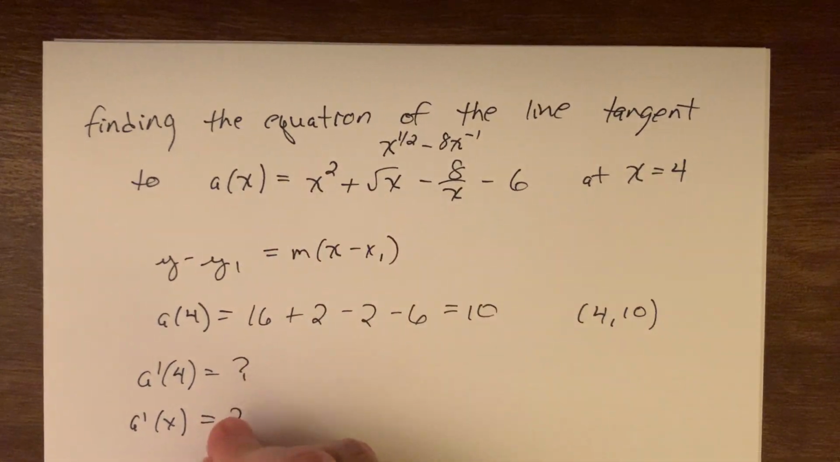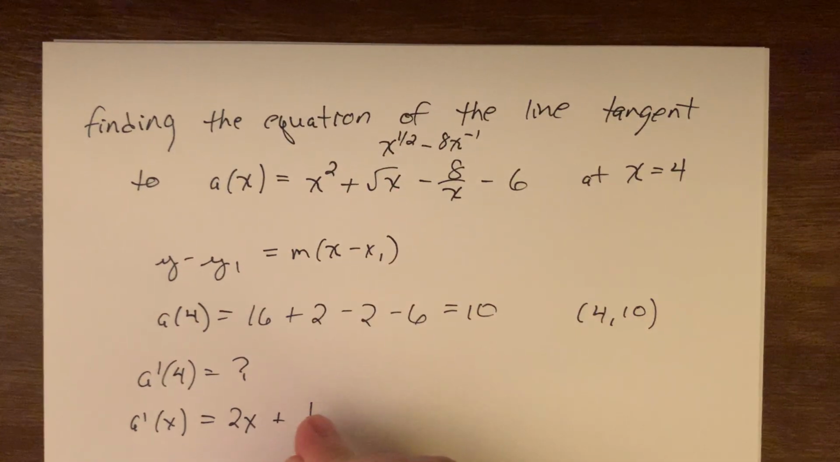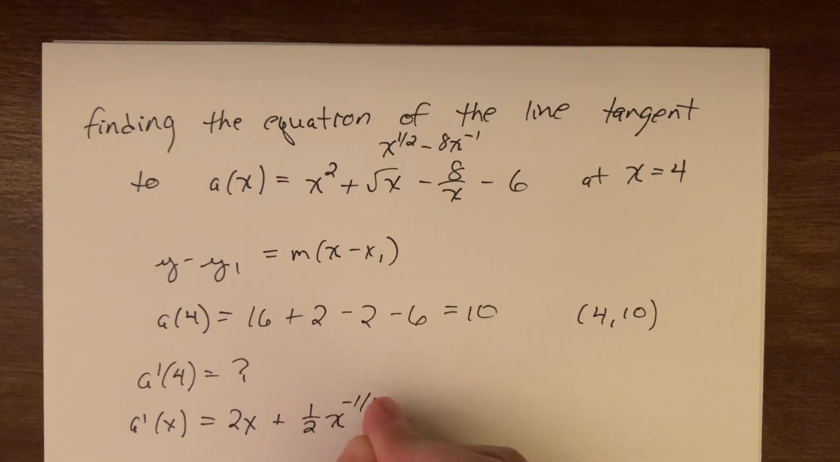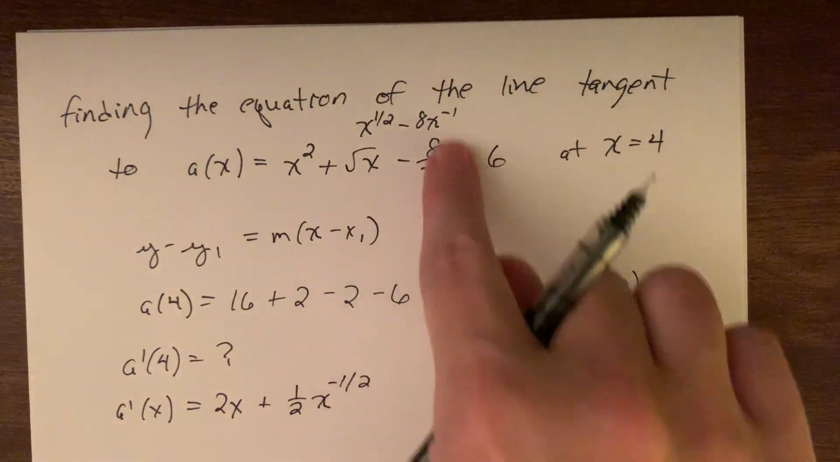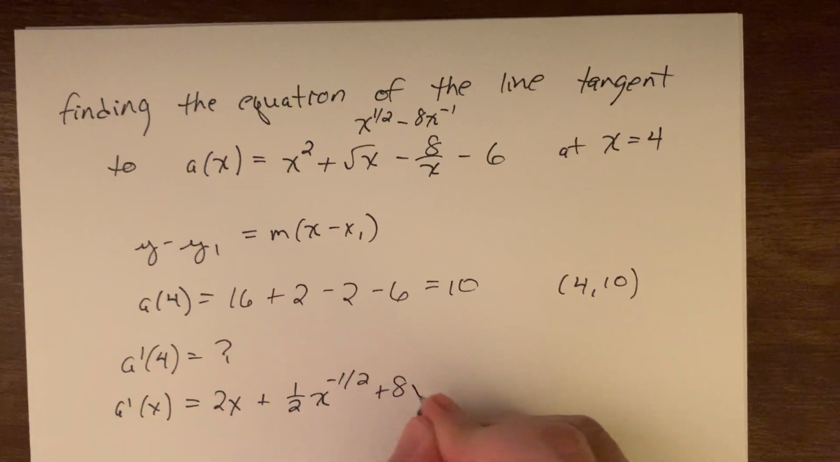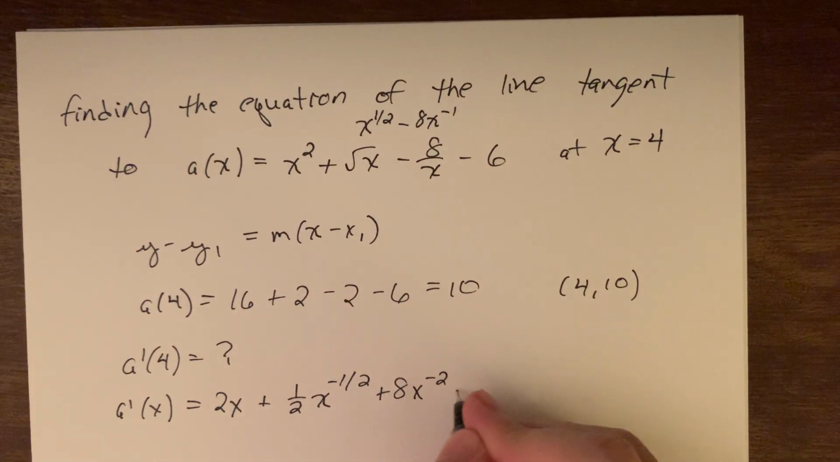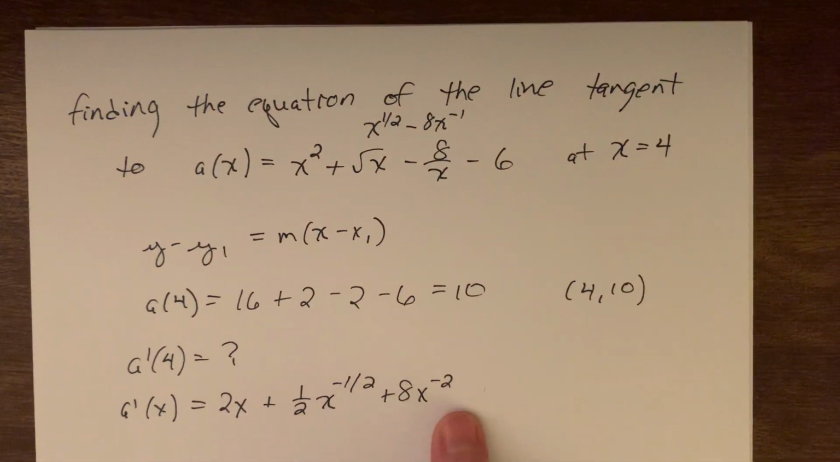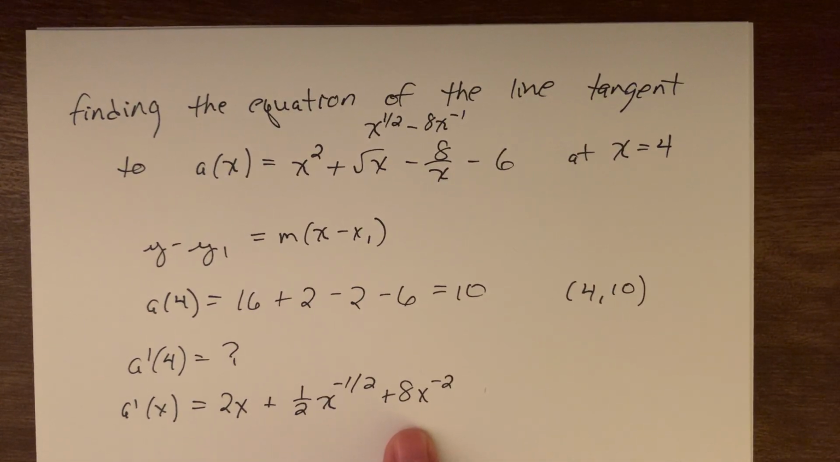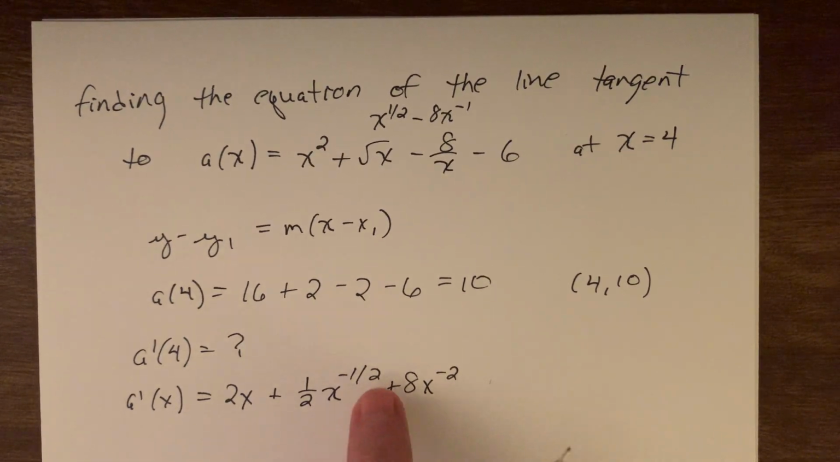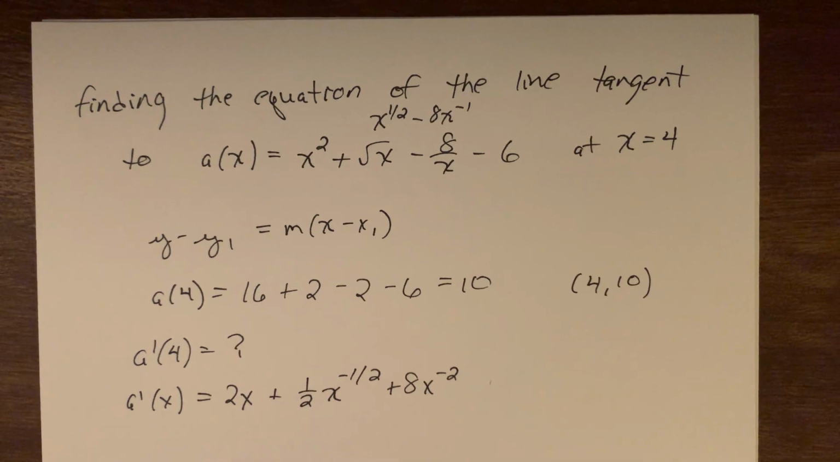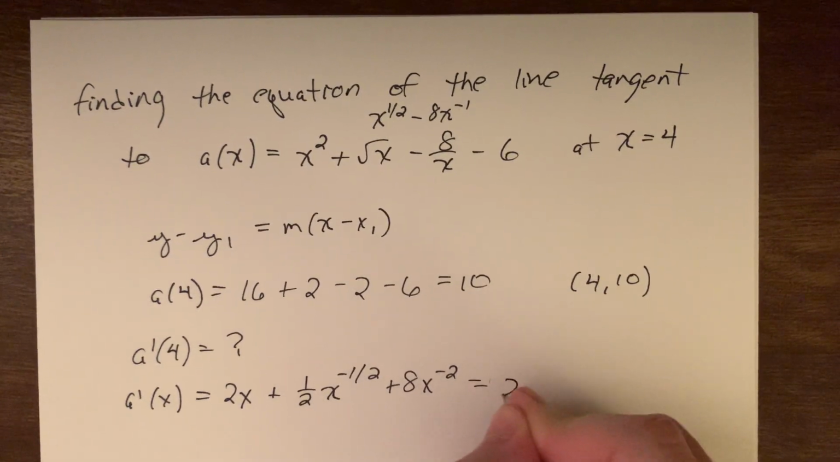So the derivative here is 2x. Derivative here, 1/2 x to the minus 1/2. Derivative here, plus 8 x to the minus 2. And the minus 6 has derivative minus 0. And this is why I talk about simplifying. So you need to plug 4 into this. Some people are perfectly fine doing that, but there are a lot of mistakes when people do things like 4 to the negative 1/2 and 4 to the negative 2. So it's not a bad idea to clean this up.